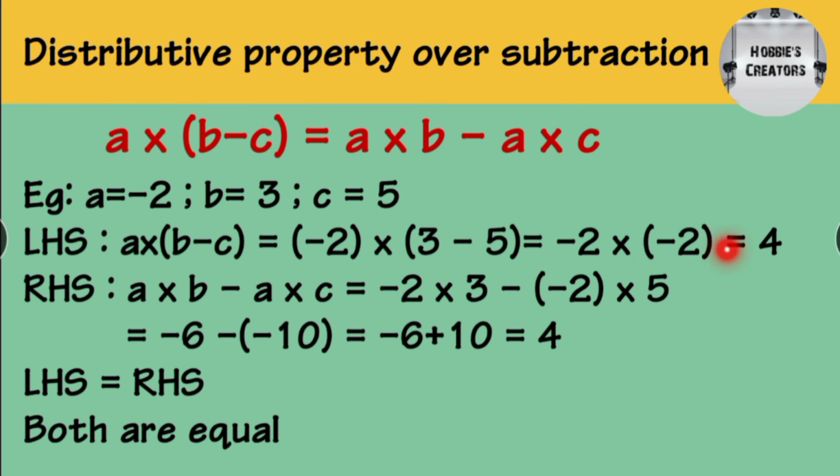Now we can do the right hand side. A multiplied by b minus a multiplied by c. So minus 2 multiplied by 3 minus minus 2 multiplied by 5. So see here, 3 2s are minus 6, minus of 5 2s are minus 10. Minus into minus is nothing but plus. So minus 6 plus 10 gives you 4. See, LHS is 4, RHS also is 4. So both are equal, LHS equal to RHS. So distributive property over subtraction is satisfied.